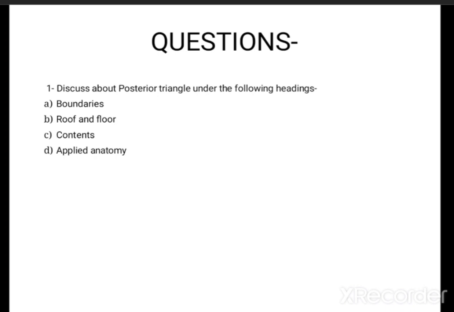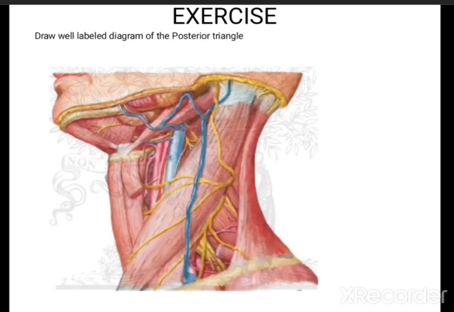Contents, either a blood vessel or an organ or a nerve, will be mentioned in this point, and also give a short description of these contents. Then in the applied we discuss the clinical anatomy of any structure in your posterior triangle. Then this is the exercise for your file work. You have to draw this diagram in your file and also label all the structures which are visible in this diagram. Then this will complete your topic, the posterior triangle.